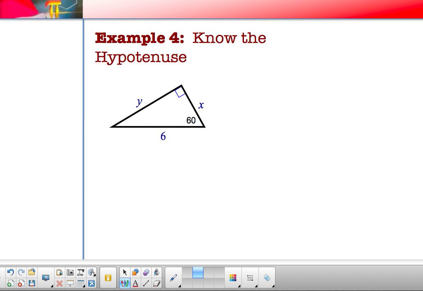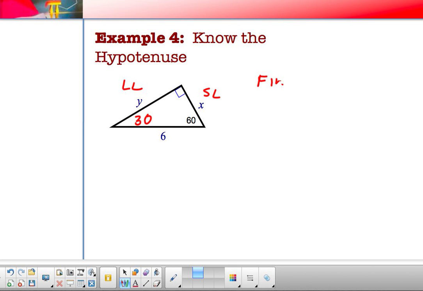Let's say in this case we don't know the short leg, but we know instead the hypotenuse. That one's not too bad as well. But again, the first thing I want you to do is label the sides of your triangle. Since my 60 is over here, this side has to be 30. So the side across from the 30 is my short leg. The side across from the 60 is my long leg.